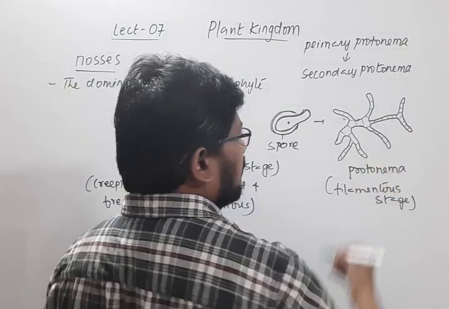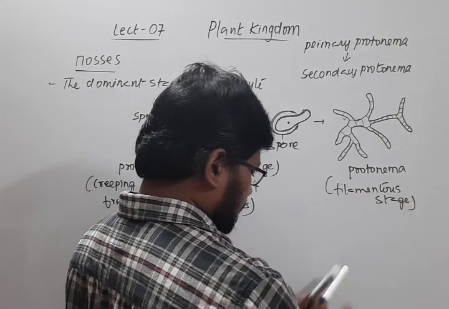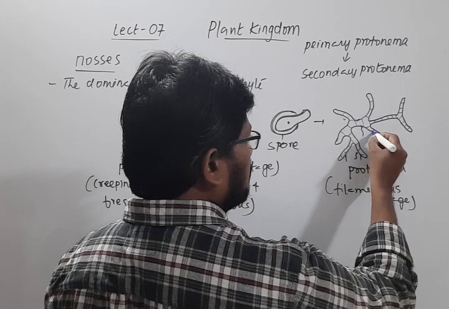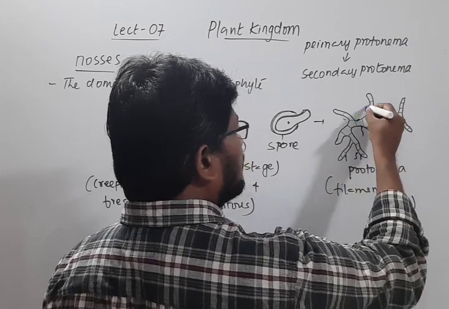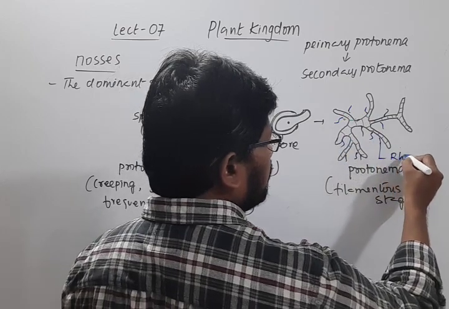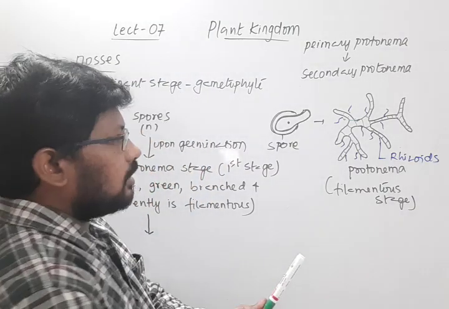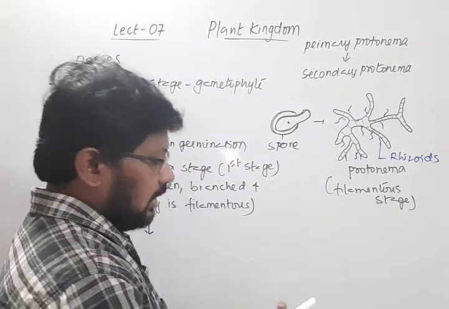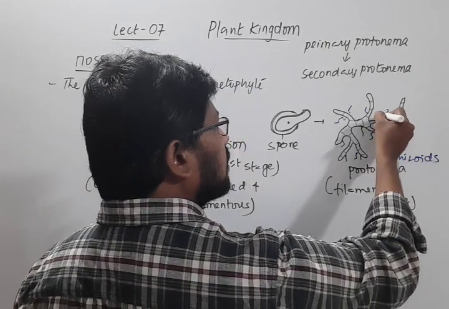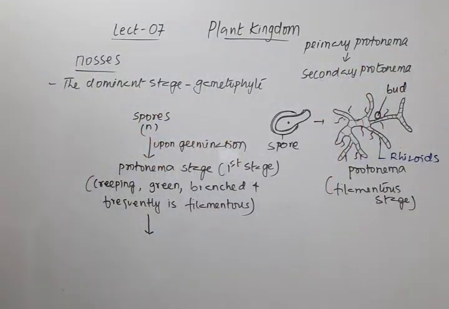Okay, so here this is the secondary protonema stage, and we see here rhizoids also. Okay, so these are rhizoids. And then on this we see a small bud development. So you can see here a small bud on the secondary protonema stage.